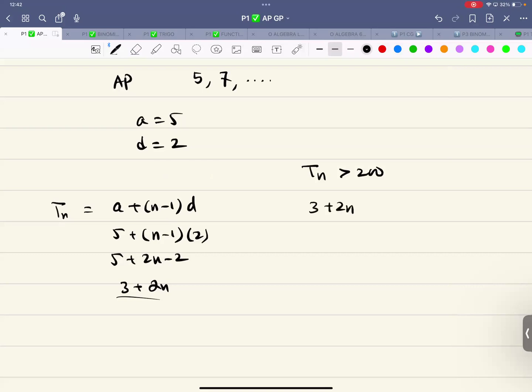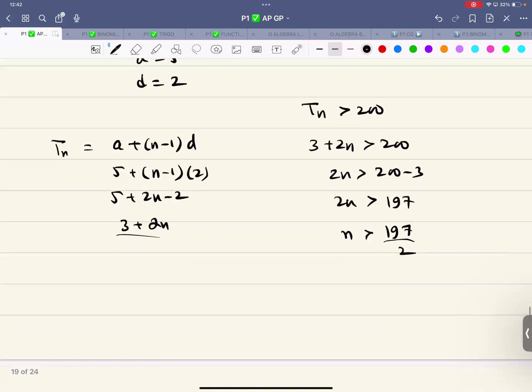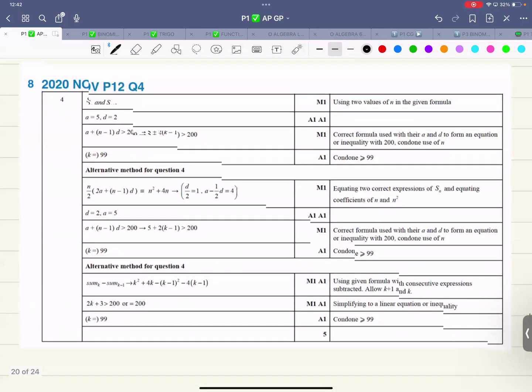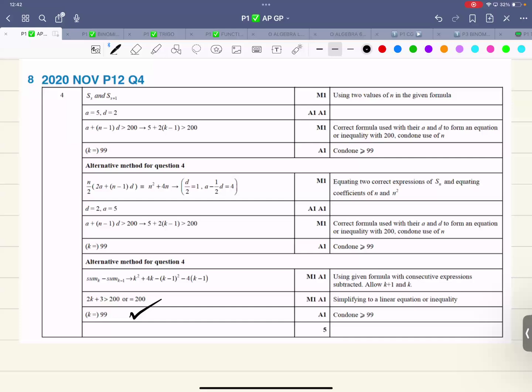3 plus 2n is greater than 200. 2n is greater than 200 minus 3. 2n is greater than 197. n is greater than 197 over 2. How much is this? 190, that is 95? 98.5. Therefore, you pick the next integer. So n comes out to be 99. k comes out to be 99.